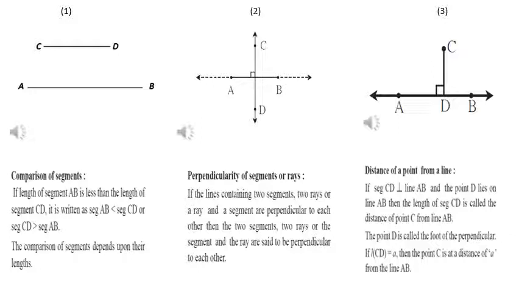So here, segment CD is the distance of point C from line AB, and point D is called the foot of the perpendicular. You can see the perpendicular is meeting segment AB on point D, hence point D is known as the foot of the perpendicular. Now if length of CD is A, then the point C is at a distance of A from line AB.